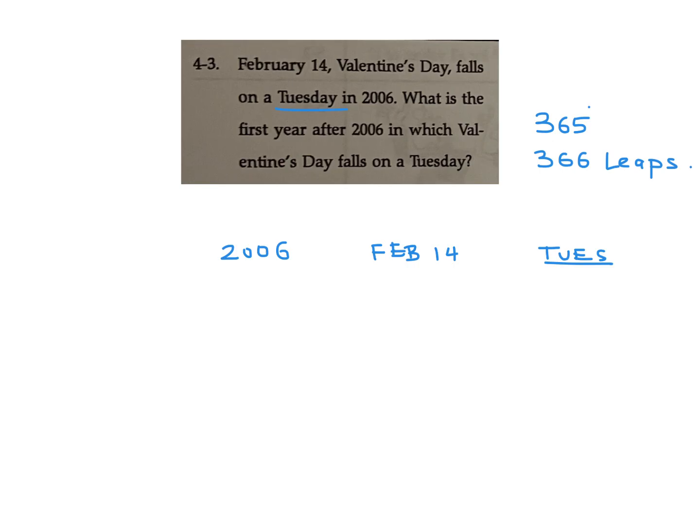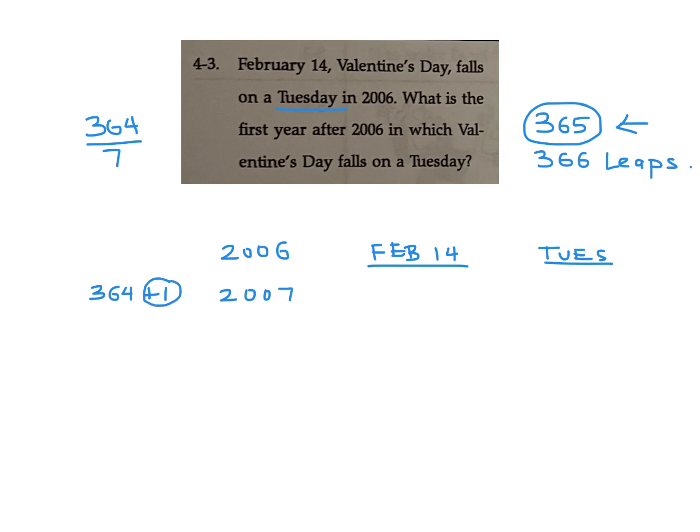So we got to first work with 365. Is that a multiple of 7? I don't think it is. I think 364 is a multiple of 7. So every 364 days from this, we would get back to a Tuesday. You see what I'm saying? So from 2006 to 2007, there would be 364 days plus 1, because it's 365 total. The 364 would bring us to a Tuesday, but the 365th day would bring us to a Wednesday. See how I did that?